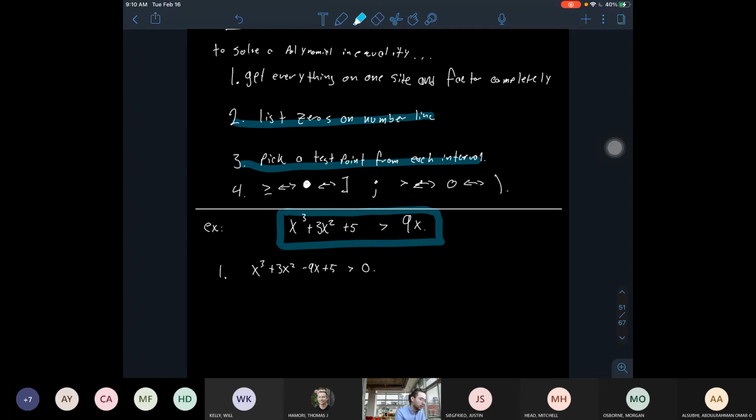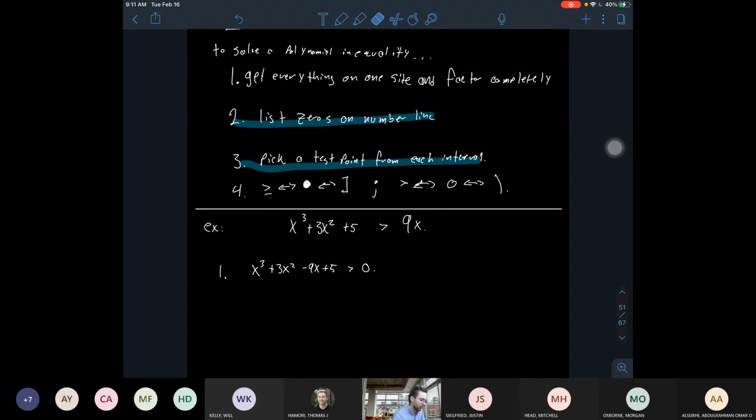And then finally, we have to consider the possibility of whether this is a greater than sign or a greater than or equal to sign or a less than sign or a less than or equal to sign. Those are going to tell us whether we get brackets or parentheses on our interval notation. Likewise, it's going to tell us whether we get open dots or closed dots on our number line. Okay, so that's kind of where we're going here.